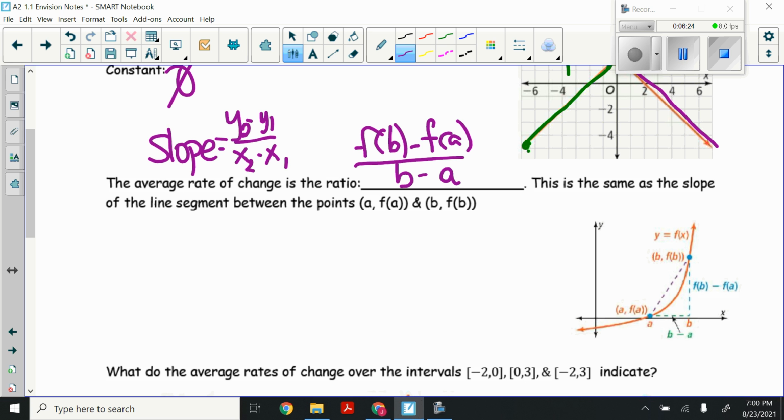This is the same as the slope of the line segment between points a comma f of a and b comma f of b. So instead of saying x comma y, we're saying a comma f of a. Instead of over here saying like x2 y2, we have b f of b. So f of a means the y value of the function when x is equal to a. So if we look over here, this is the point a f of a, this is the point b f of b. We want the slope of that line. So we want to know how far did we go up and over.